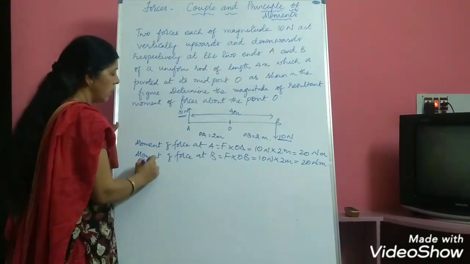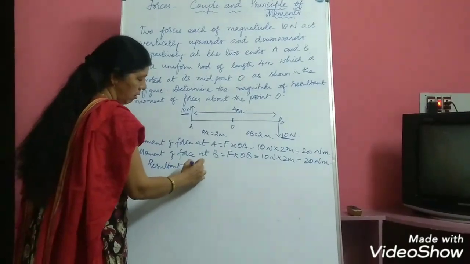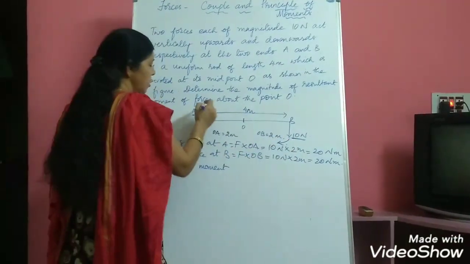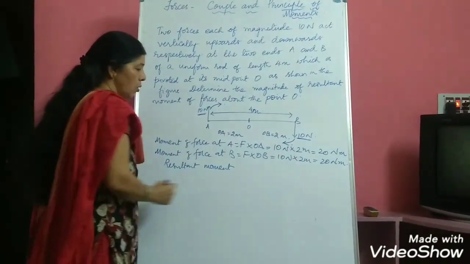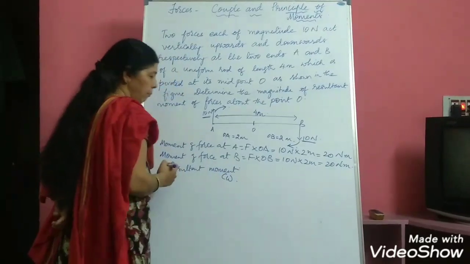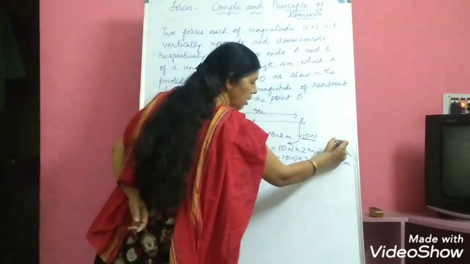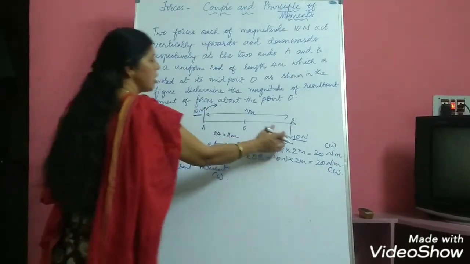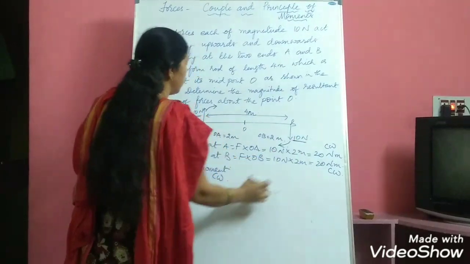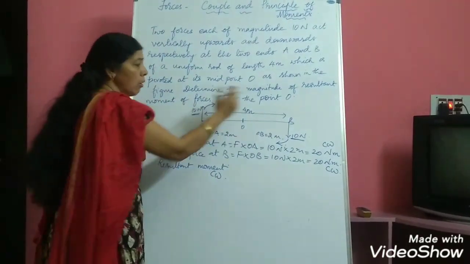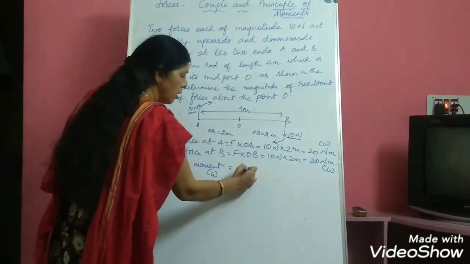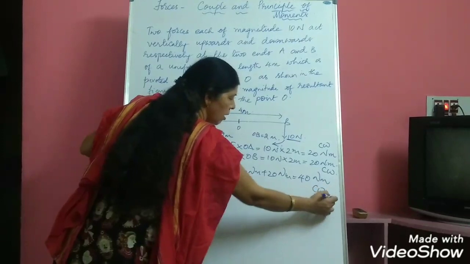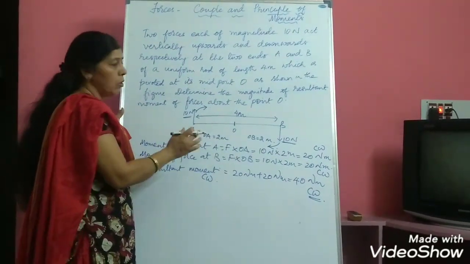Now, if you want to calculate the resultant moment, see, this force will produce clockwise moment. This force also will produce clockwise moment. So, the resultant moment will be in clockwise direction only. Moment of force at A is 20 Newton meter clockwise. Moment of force at B is also 20 Newton meter clockwise. These two forces are acting in opposite directions, so the resultant of these two moments will be in clockwise direction only. This will be equal to 20 Newton meter plus 20 Newton meter, that is equal to 40 Newton meter clockwise. This is the resultant moment of forces about the point O.